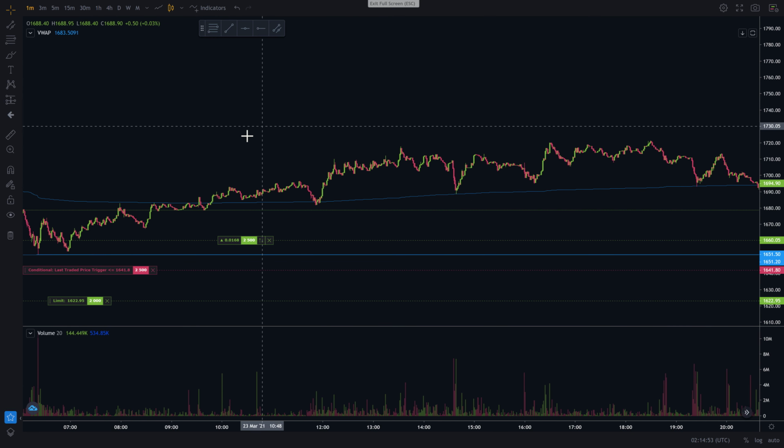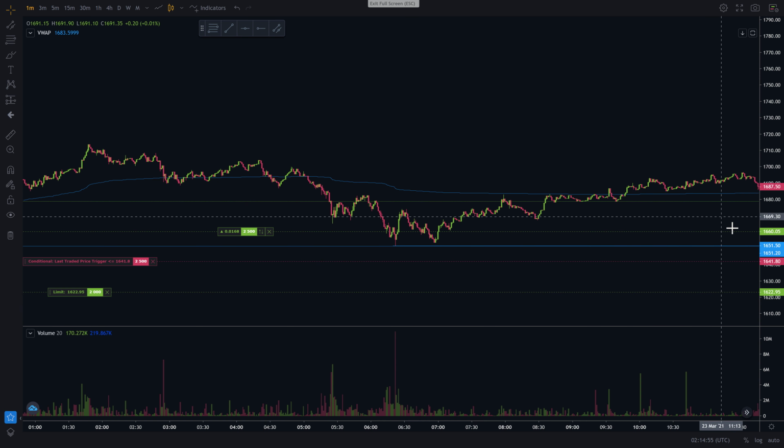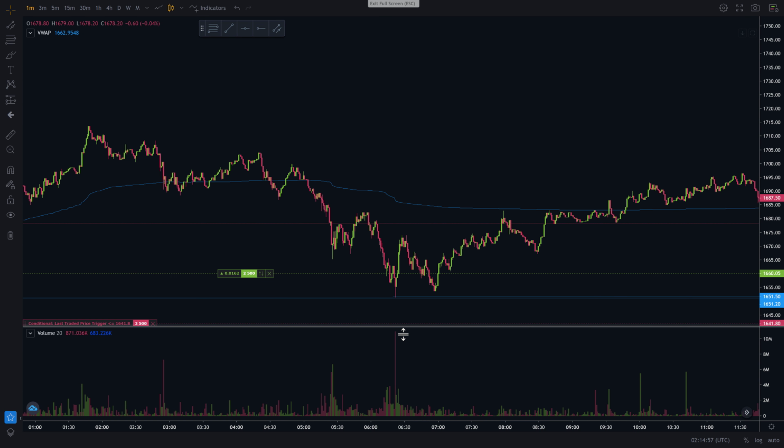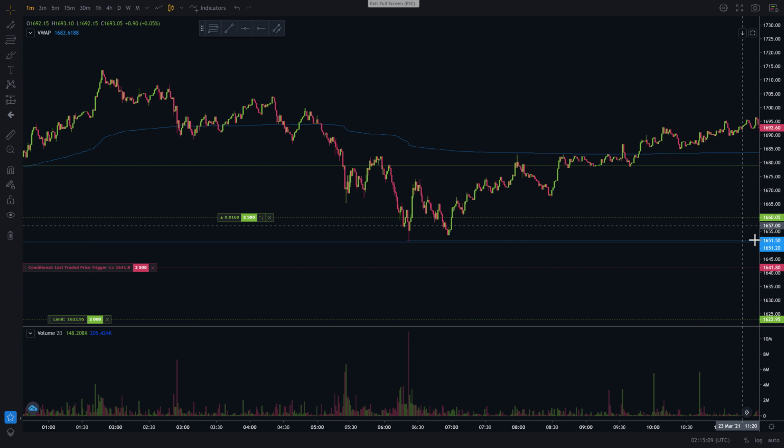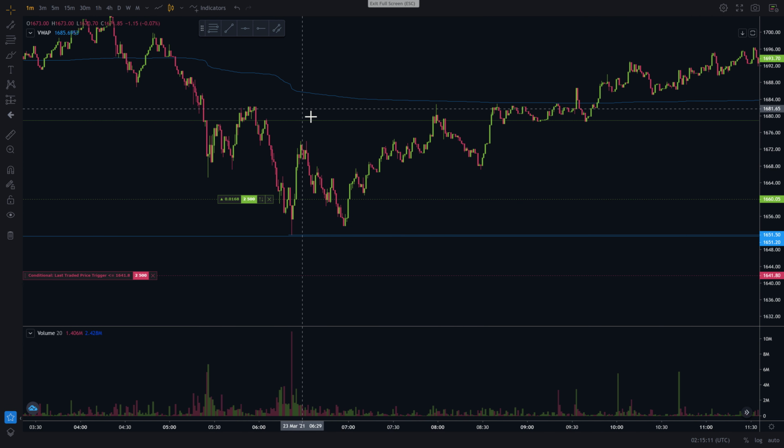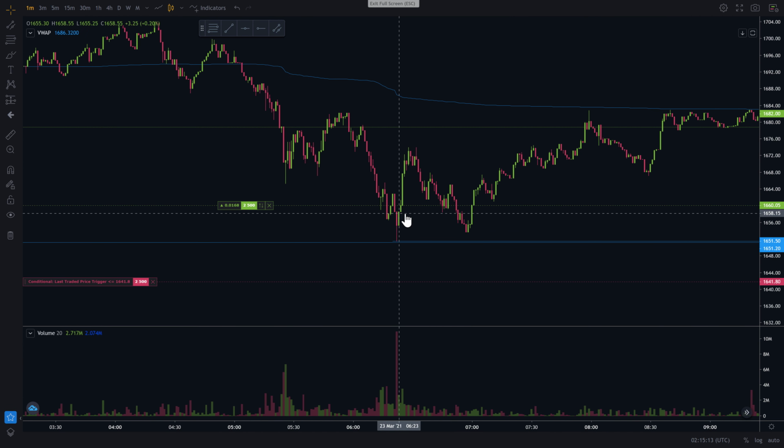So for example, in this candle we had almost 11 million Ethereum traded. Okay, and now as the candle was red, the sellers won, but they won just for 1 minute because then they were crushed by buyers later on.